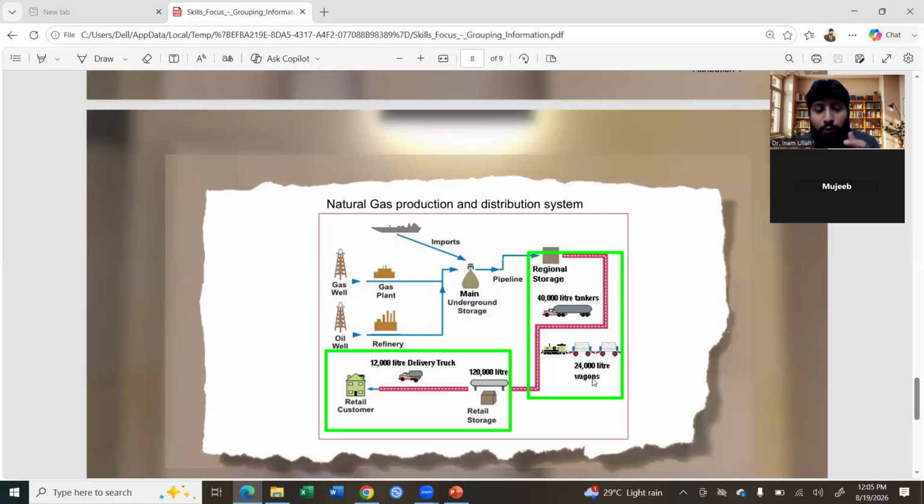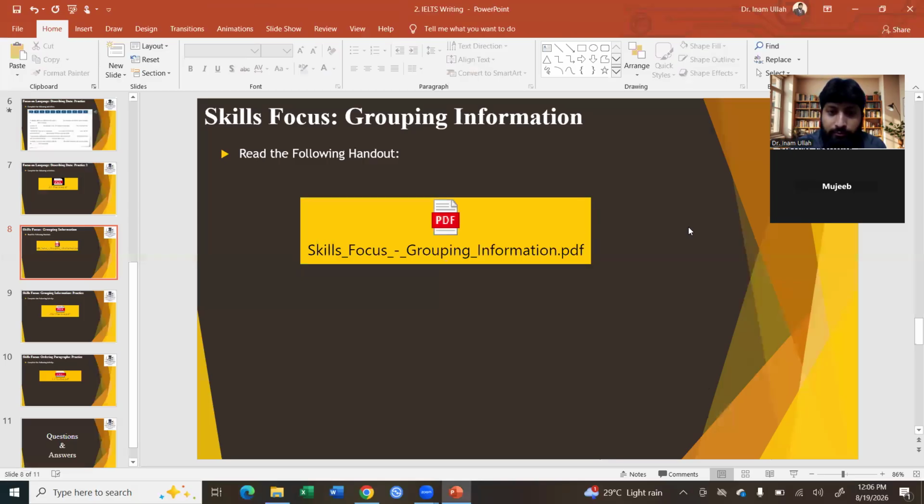You talk about these steps in the process in different paragraphs, and it tells the examiner that you know how to select and report the data. Yes, sir. So that's all about it. If there is any other question, you can ask.